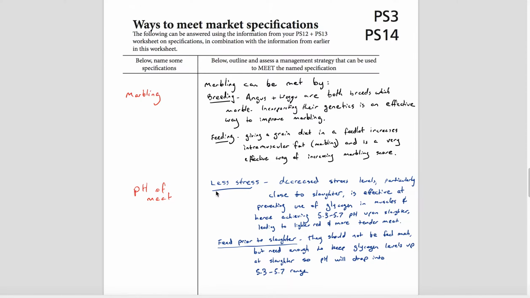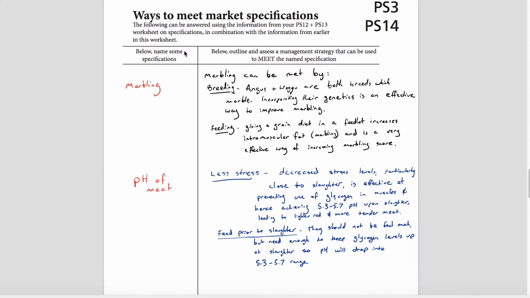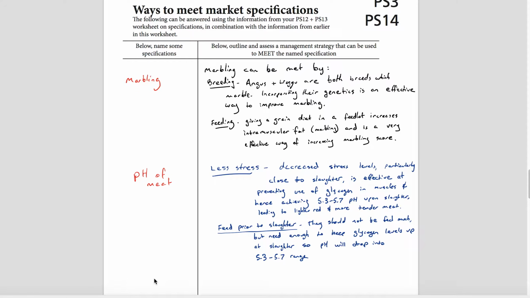For the next dot point, or the next part of PS14, where we need to talk about ways to meet marketing specifications. So I've given 2 examples here. You could do more. It'd be good if you had 3, but I've given you just 2 as an example here. So marbling. Marbling can be improved by basically breeding and feeding.